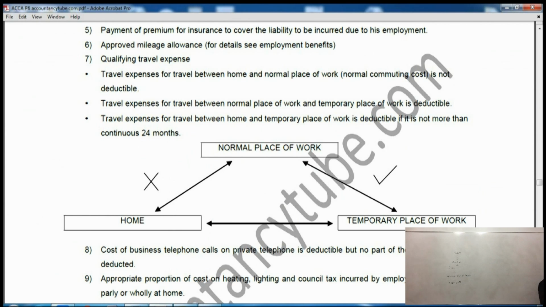Then it says the payment of premium for insurance to cover the liability incurred due to his employment. Now the insurance premium which you pay, say for example your professional insurance, there are different types of insurances from your audit. Whatever premium you pay for your employment purposes, that will also be deductible. All right.